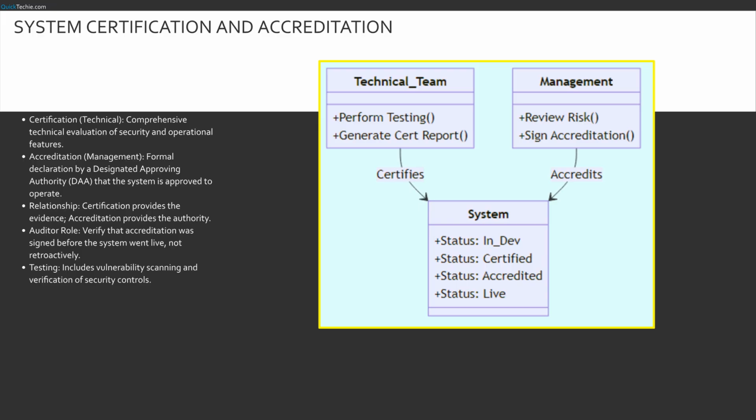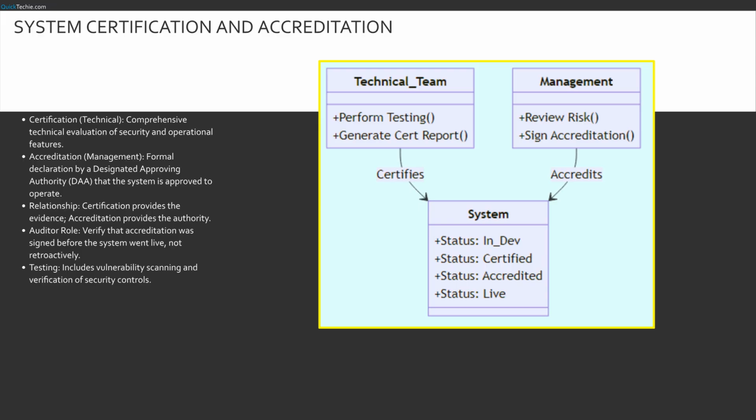Accreditation is a governance exercise. It involves a senior executive, often called the designated approving authority, reviewing the certification results and signing a document accepting the risk. It answers the question, are we willing to turn this on? As an auditor, if you find a system running in production without this formal accreditation, it is a significant compliance finding.